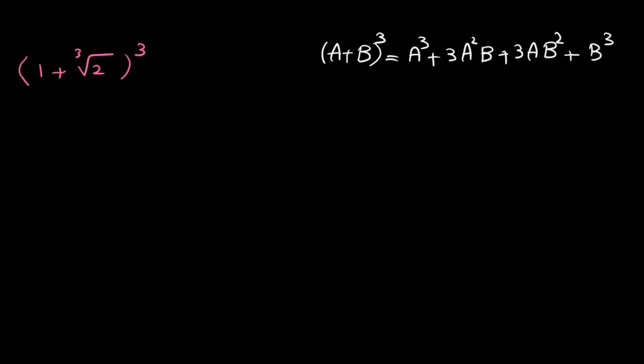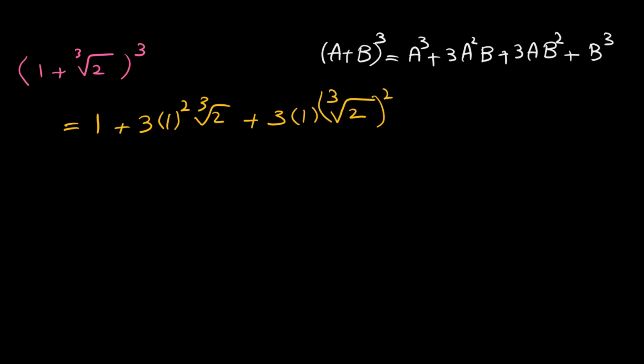By using this relation, let's see what is the answer. Based on the formula, the answer is a to the 3. A is 1, so 1 to the 3 is 1. Plus 3 times a, which is 1, 1 to the 2 is 1, but let's write 1 to the 2, times b. b is cube root of 2. Plus 3a, a is 1, times cube root of 2 to the power of 2, 3ab^2, plus b^3. b is cube root of 2 to the power of 3.